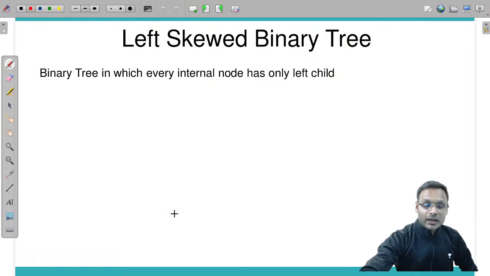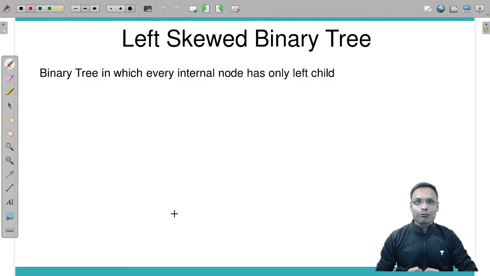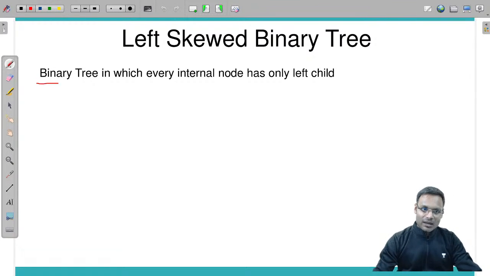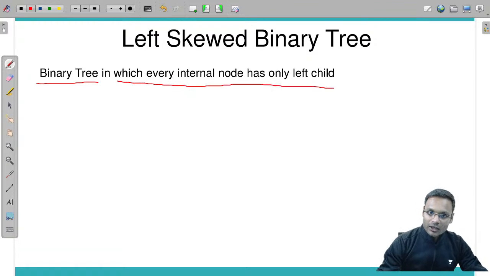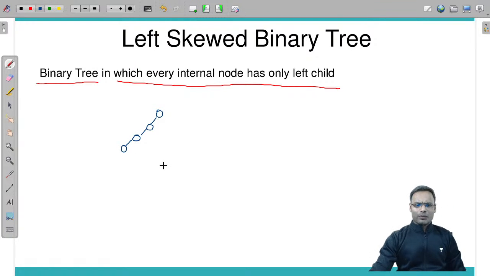Great. Fine. Okay. Then we have two quick definitions to end off the session. Left skewed binary tree: a binary tree in which every internal node has only a left child. Only left child means like this way. This is a left skewed binary tree.